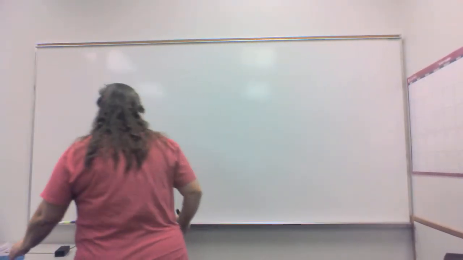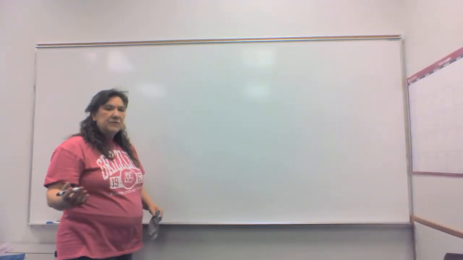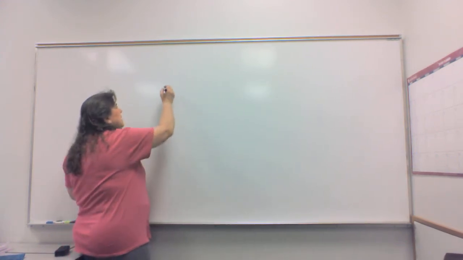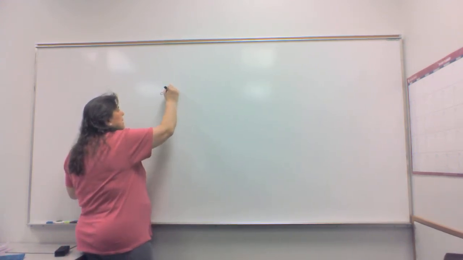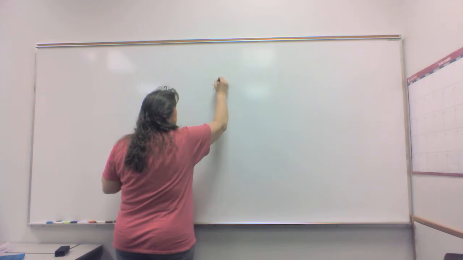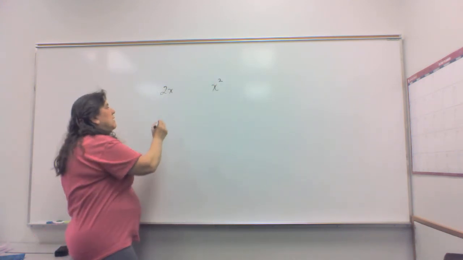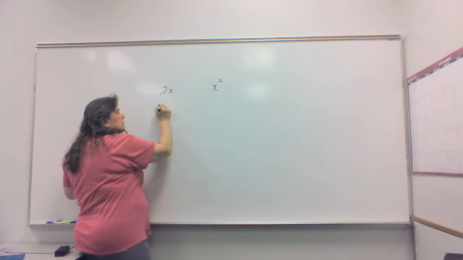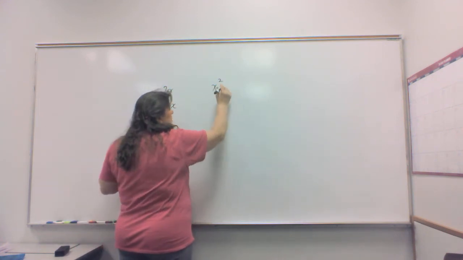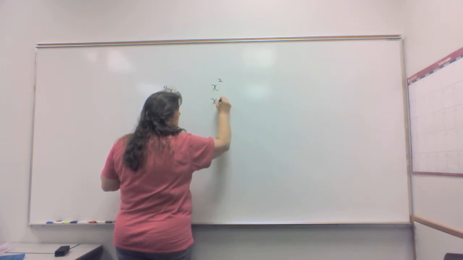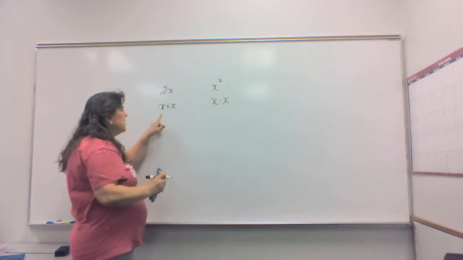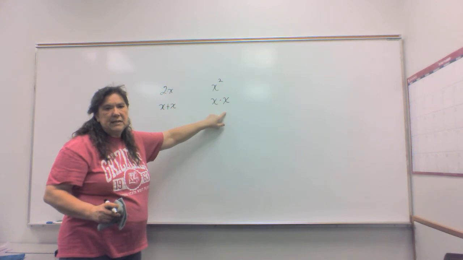Okay, let's look at something. Some of you get confused because when you say 2x and x to the second power, these are not the same thing. This is 2 times x, which means x plus x. This one is x to the second power, which is x times x. As you see, the operation is completely different.